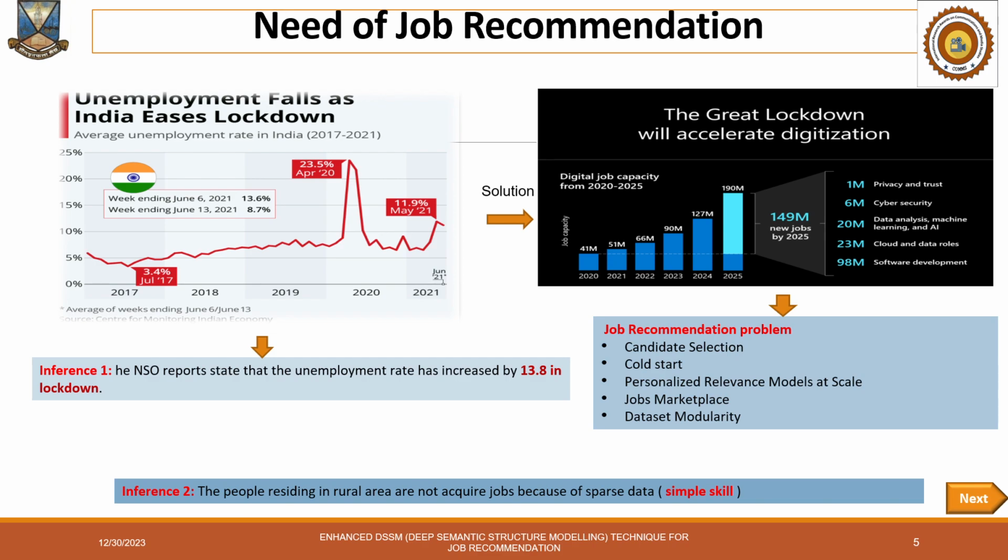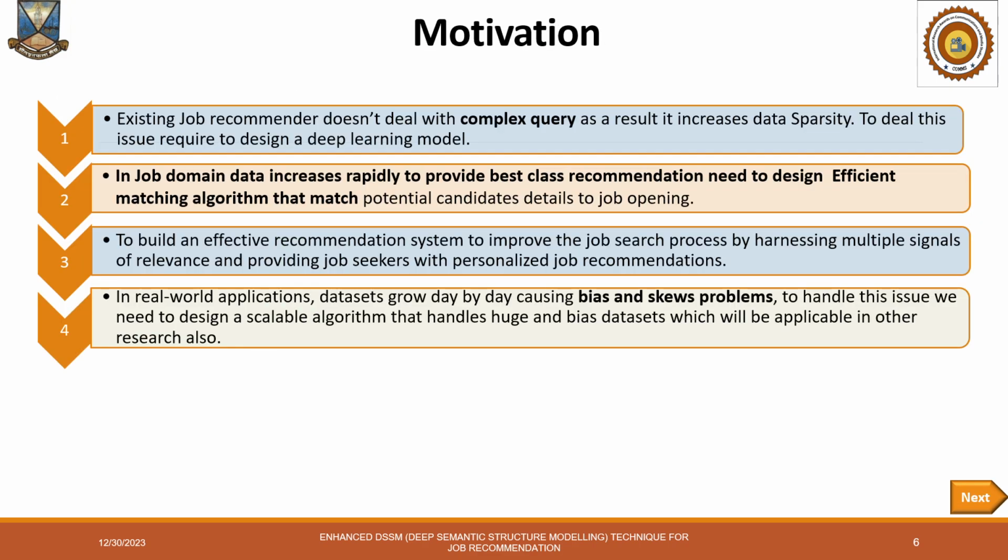But as we observed in 2021, the unemployment ratio suddenly fell because of the great lockdown, and that increased by 13.8%. So that's why a fascinating job recommendation system is required that will provide better candidate selection. Cold start problem and database modularity problem can also be solved. So in the job domain we require skill embedding as well as a graph embedding algorithm that will represent these things. So for this motivation we have to implement an algorithm that solves the complex query problem and generates a matching algorithm that matches potential candidates' details for a job opening.